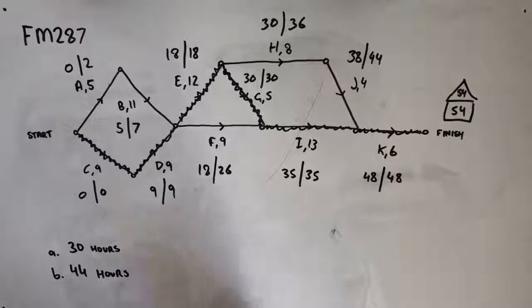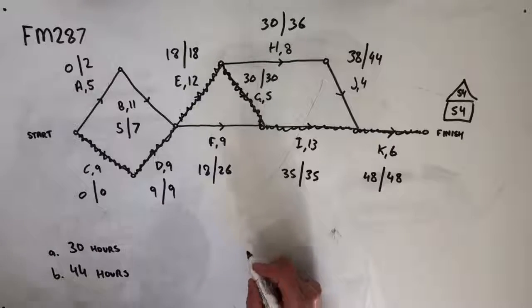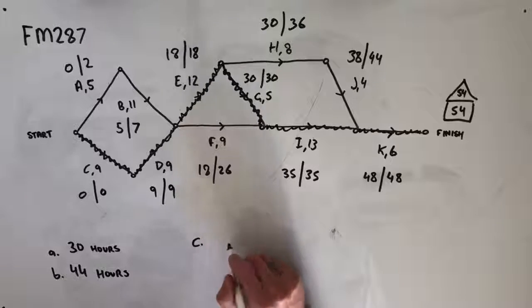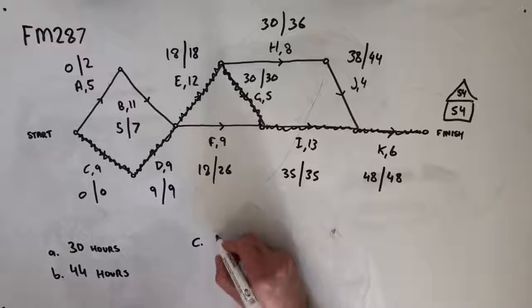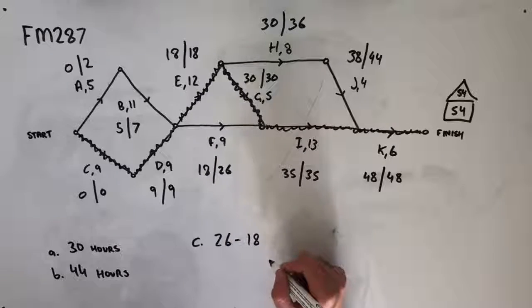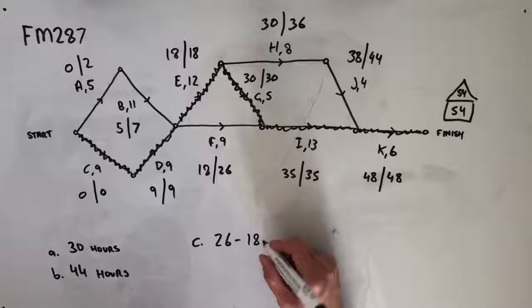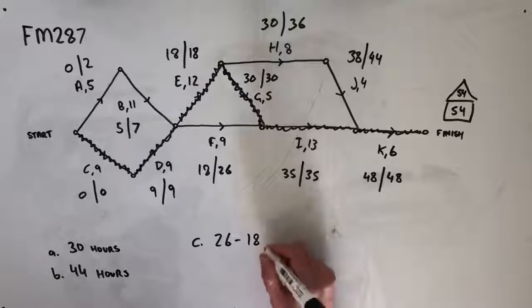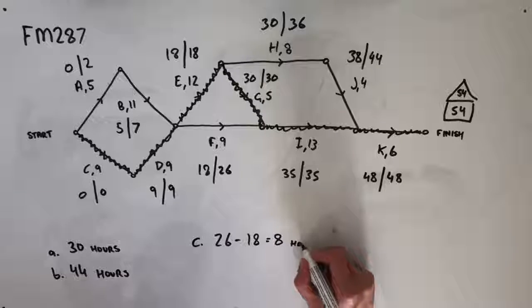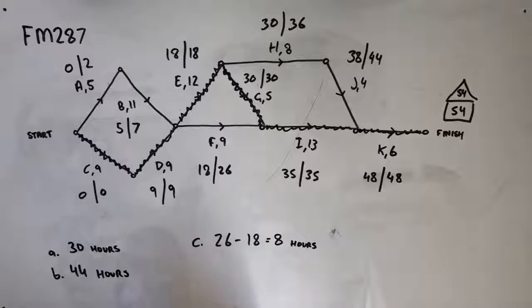Question C asks us, what is the float time of activity F? So we've got a later starting time of 26 and an earlier starting time of 18. If we minus 18 from 26, we can see here that our float time is going to be 8 hours.